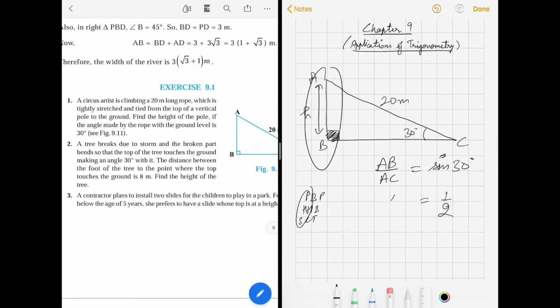Now AB we have to find out. AC is 20. Therefore AB will be 20 by 2. That gives me 10 meters. That would be the answer. So these questions are pretty easy. It's just whether you are able to interpret the question in diagrammatic form or not.